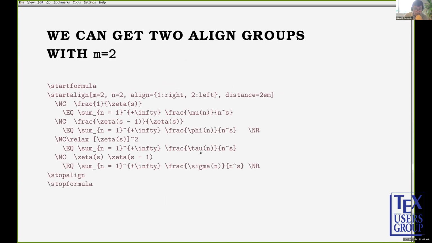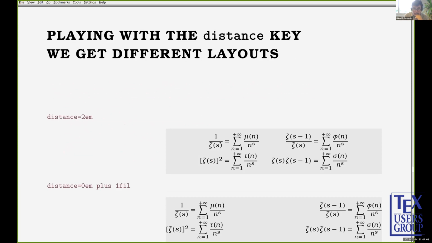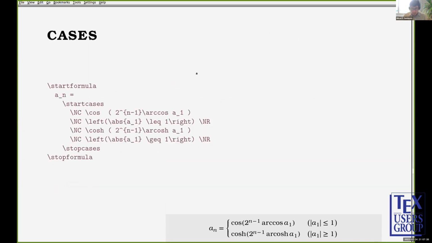Not so much to say about this. There is one alignment environment, and we can use it to get more or less what we want. So we can set the distance to 2em between the columns if we have multiple groups of alignments, so we can make it completely filled, so to say, or left to right adjusted. There are cases, not so much to say.